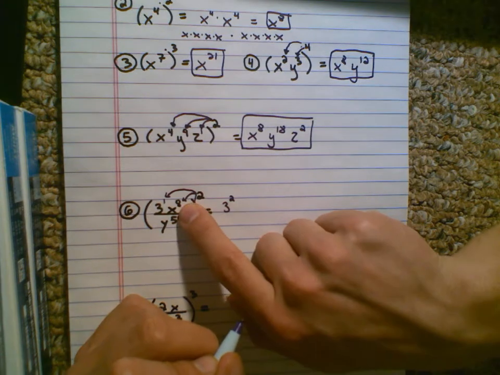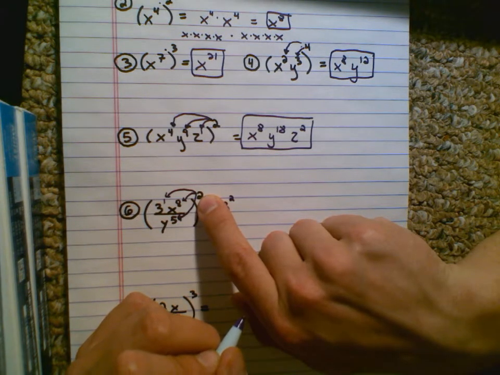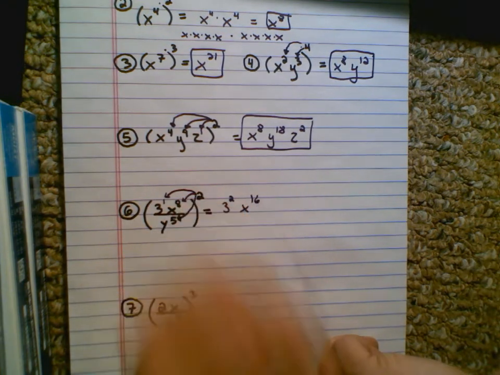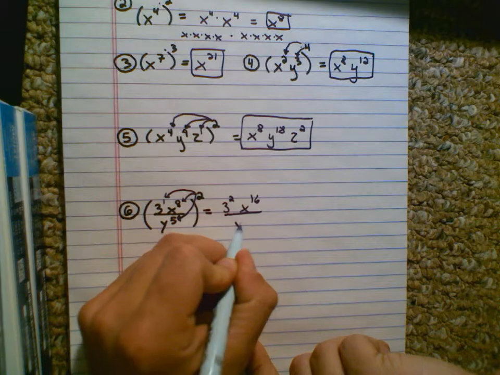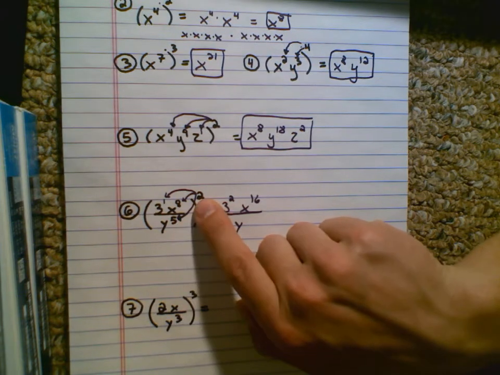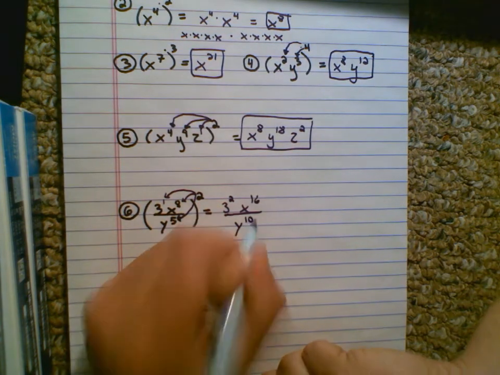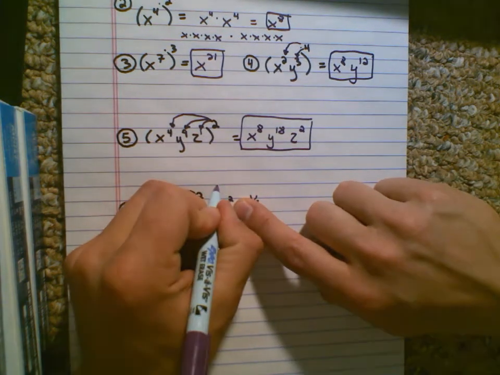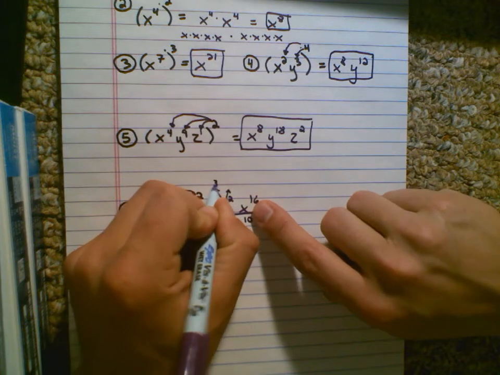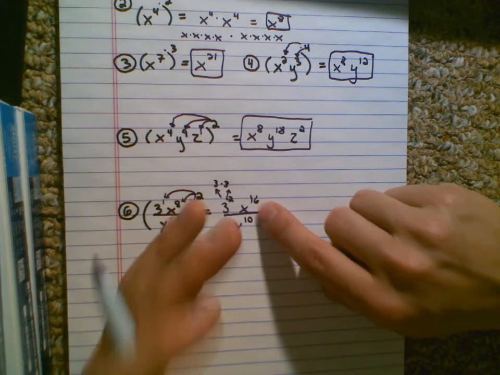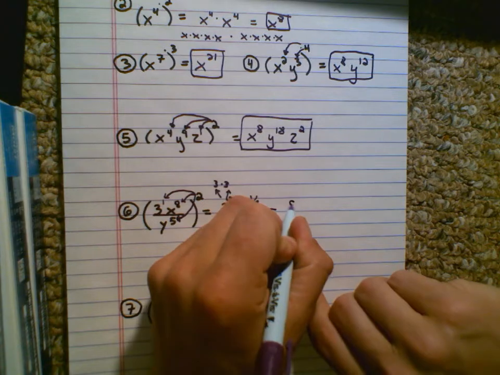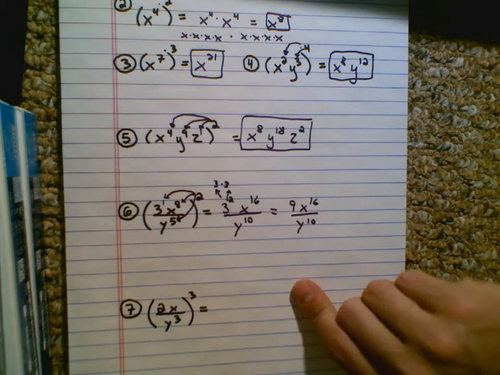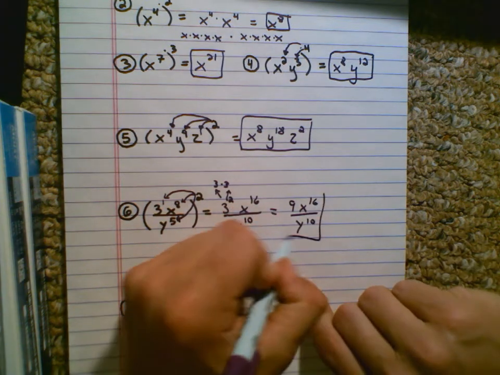Then when I take x to the 8th, and I'm taking that to the 2nd power, 8 times 2 is 16, so I get x to the 16th over y, and then when I take 5 times 2, that's 10, so I'm going to get y to the 10th. Now, I'm not quite done. 3 squared, I know, is really the same thing as 3 times 3, and 3 times 3 is 9, so the simplified version would be 9x to the 16th over y to the 10th. Okay, this should be my answer.